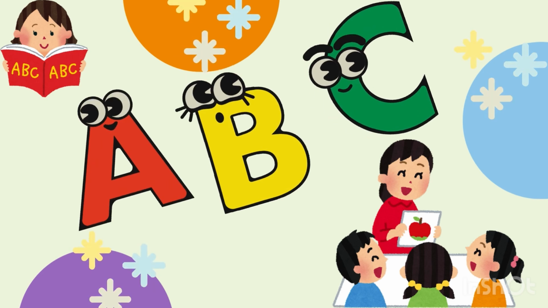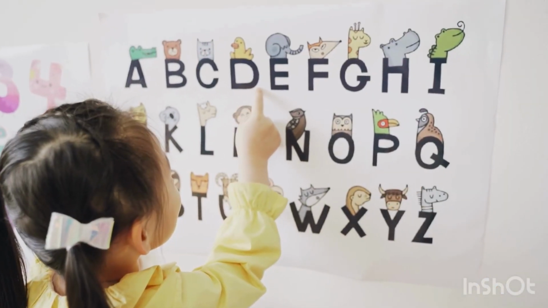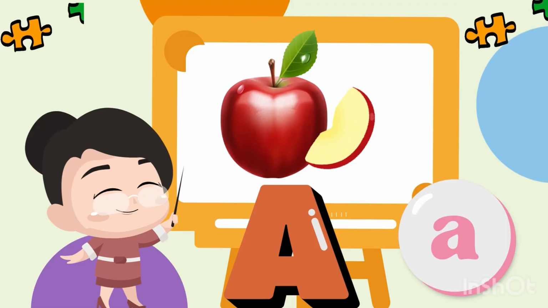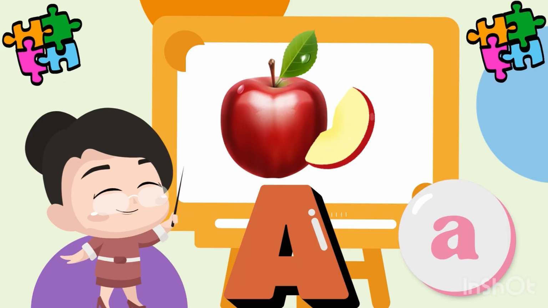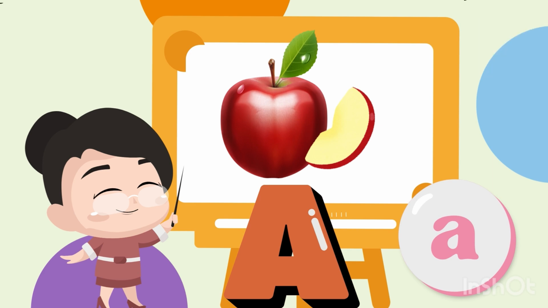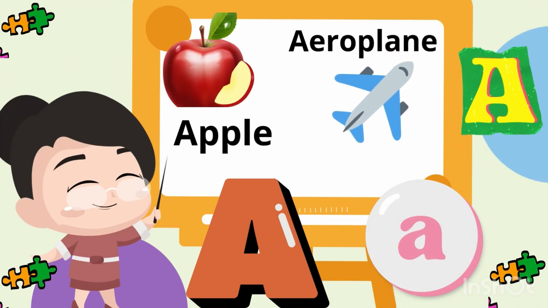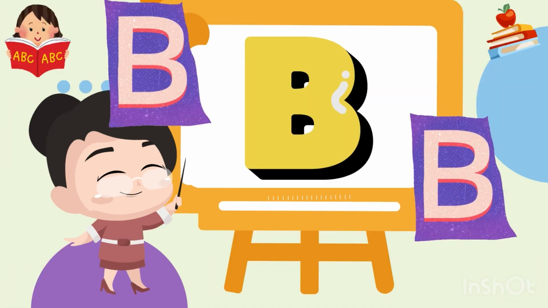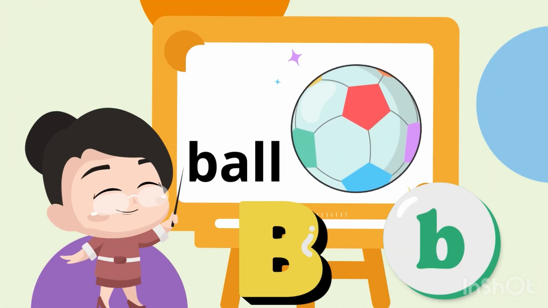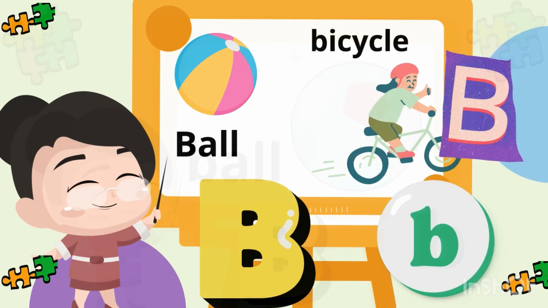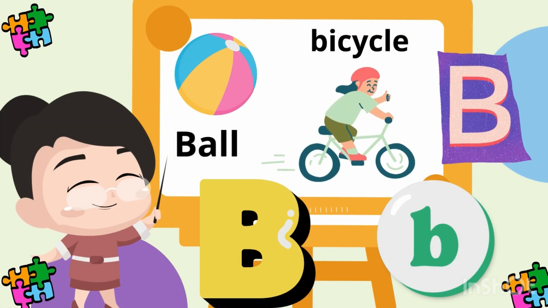Let's learn the ABCs together. Ready? Let's start. A is for apple. A is for aeroplane. B is for ball. B is for bicycle.